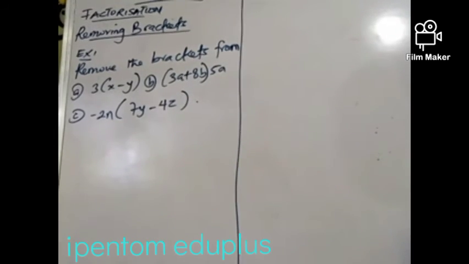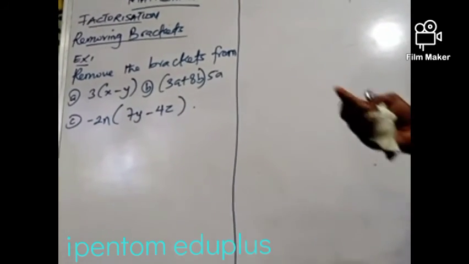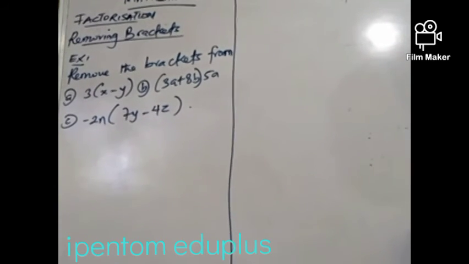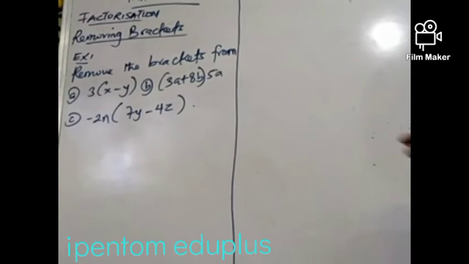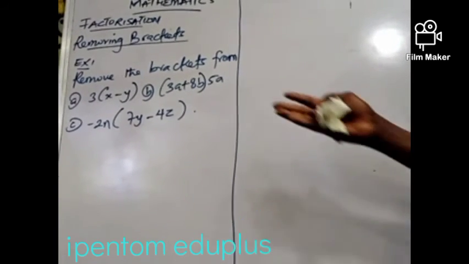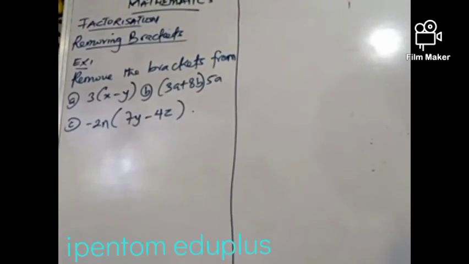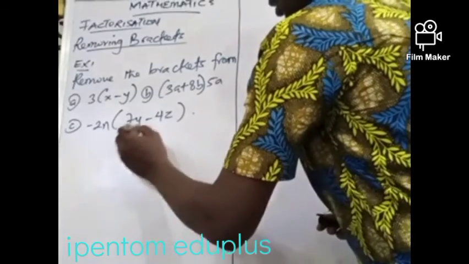Today we are looking at factorization. Under factorization, we look at removing brackets. How do you remove brackets? Let's take some examples. The first example says remove the bracket from the questions below. To remove brackets is not difficult.